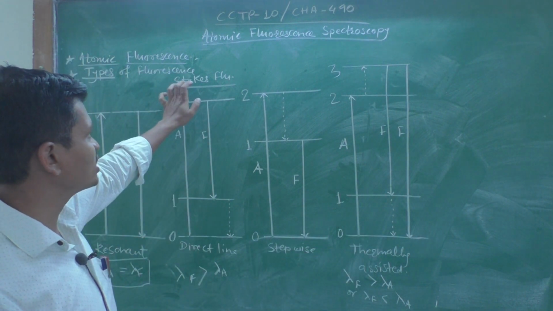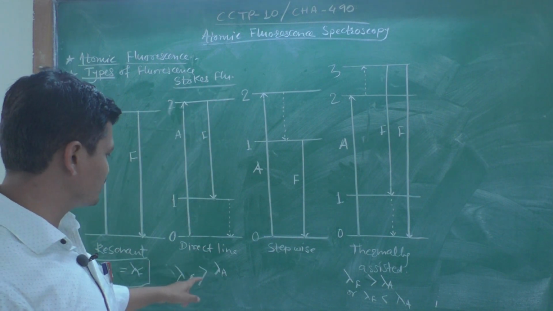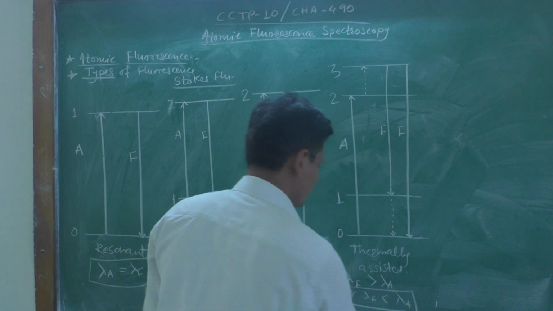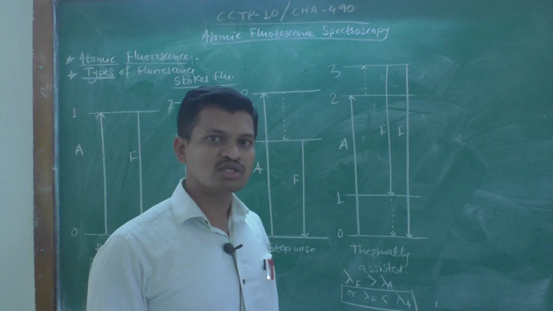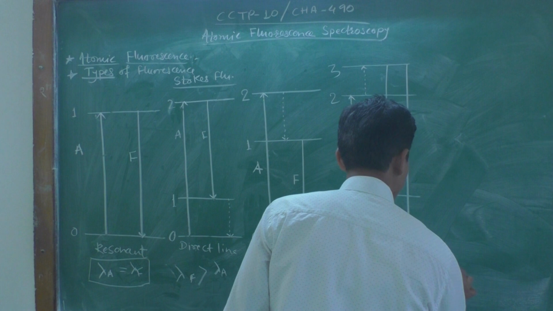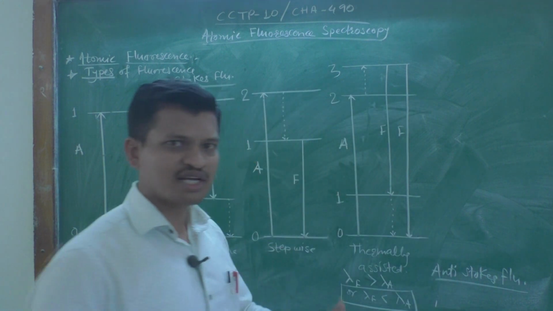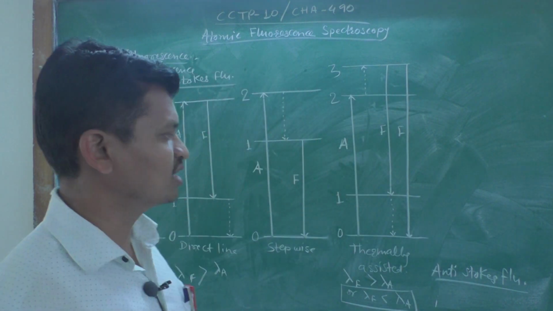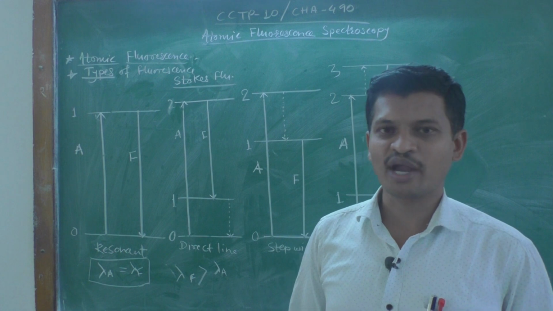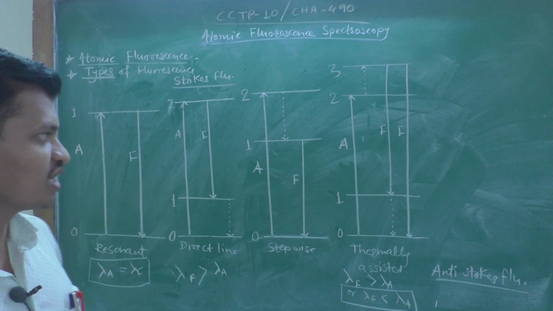Now we have seen what is meant by Stokes fluorescence in direct line atomic fluorescence, where lambda F is greater than lambda A. If lambda F is less than lambda A, that is, the wavelength of fluorescent radiation is shorter than the absorbed radiation, we call it anti-Stokes fluorescence. So this is the concept of Stokes and anti-Stokes fluorescence in atomic fluorescence spectroscopy. These are the four basic types of atomic fluorescence that can be given by different chemical species.